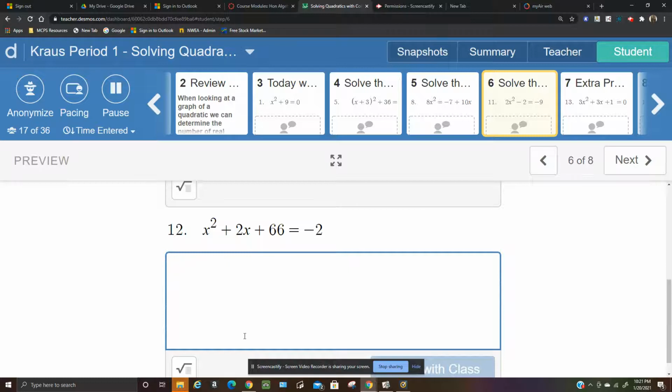Let's see what happens when I get everything on one side. Add 2 to both sides. And then the quadratic formula. Well, actually, I'm going to complete the square here. So subtract, and the reason why is because this is a 1 here. So subtract 66 from both sides.